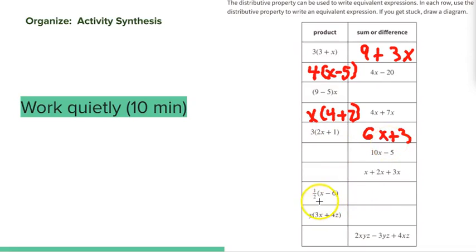What about here? 1/2 times x minus 6. Yeah, we got 1/2 x. You could have x halves, right? Because 1/2 times x is going to be x over 2, right? Minus 3, right? Because 6 times 1/2 is 6 halves, or 3. Ooh, this one looks great.